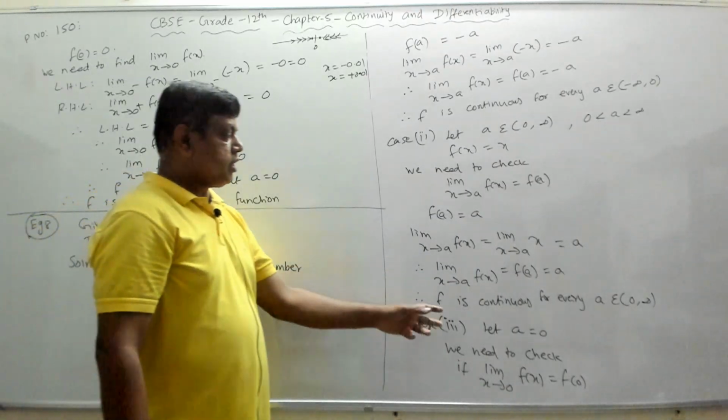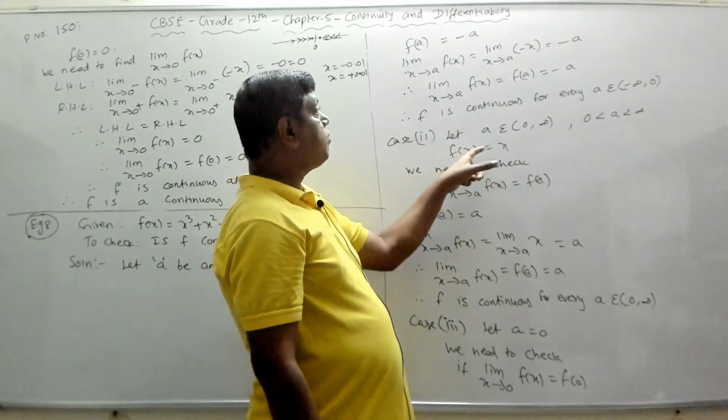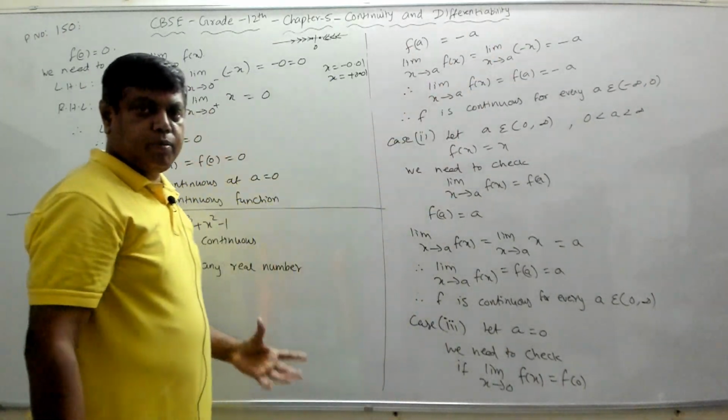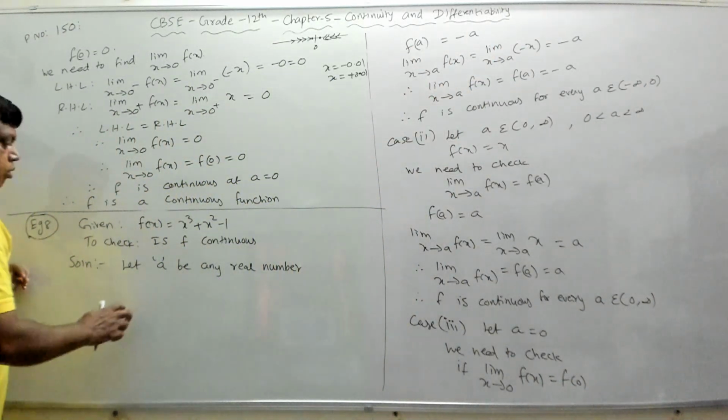But there the definition changes. When x is positive, f of x is x. When x is negative, f of x is minus x. But here that is not the case. So let a be any real number.